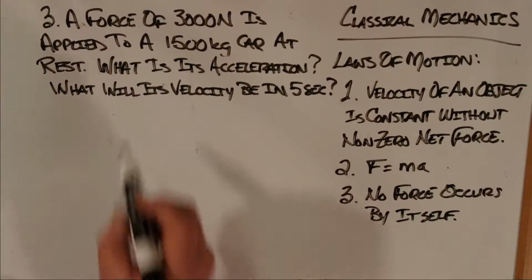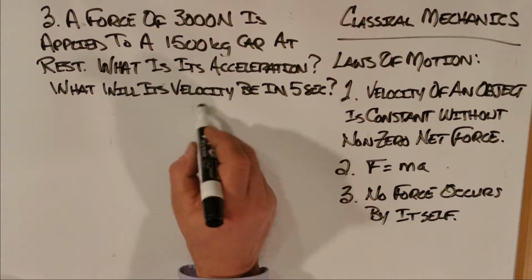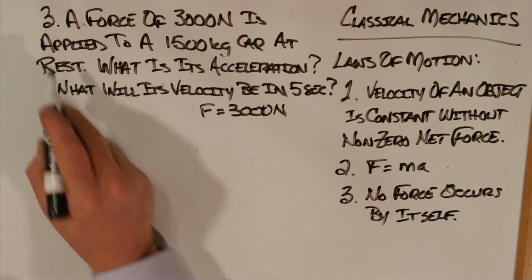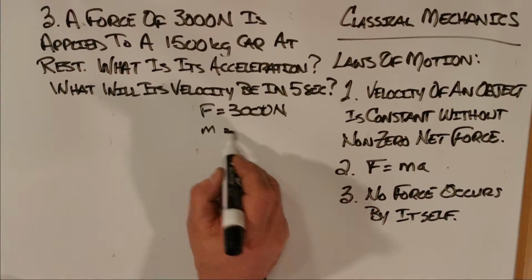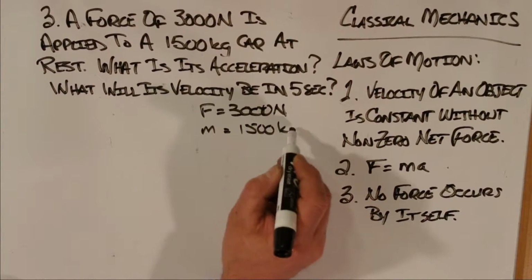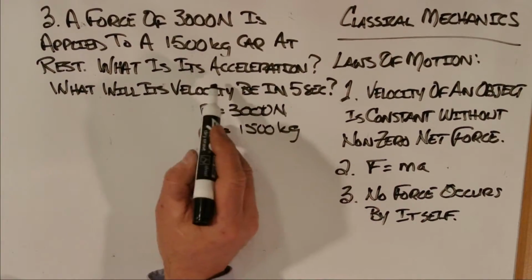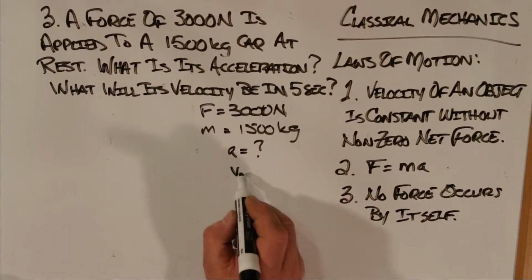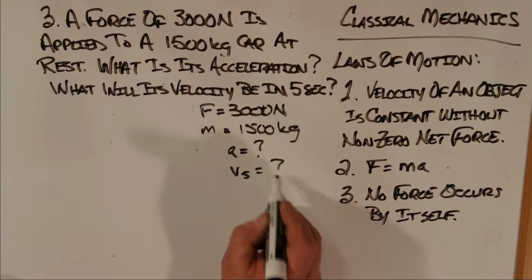Third problem: a force of 3,000 newtons is applied to a 1,500 kilogram car at rest. What is its acceleration and what will its velocity be in 5 seconds? We're given force as 3,000 newtons, mass 1,500 kilograms. We're asked to find A, and we're asked to find V in 5 seconds.